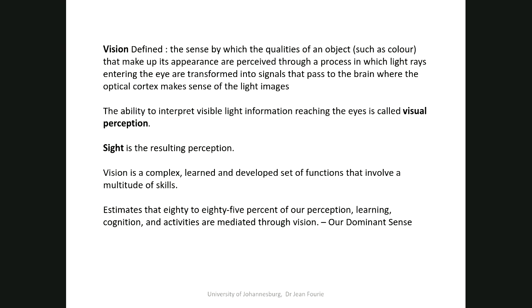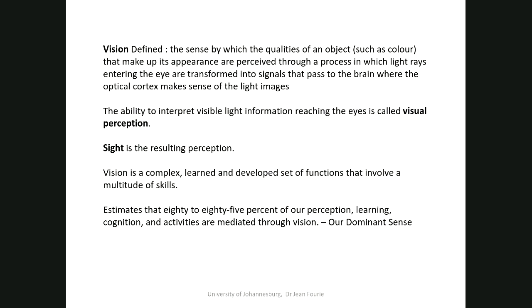Vision is defined as the sense by which the qualities of an object that we see in the world around us, such as its color and its shape and its texture, all the qualities which make up the appearance of an object, are perceived through this process in which light rays entering the eyes are then transformed into a signal, which is a neural signal.